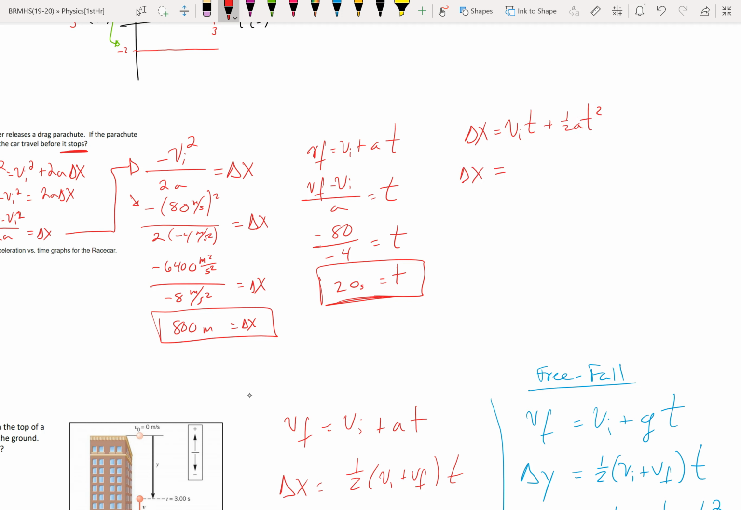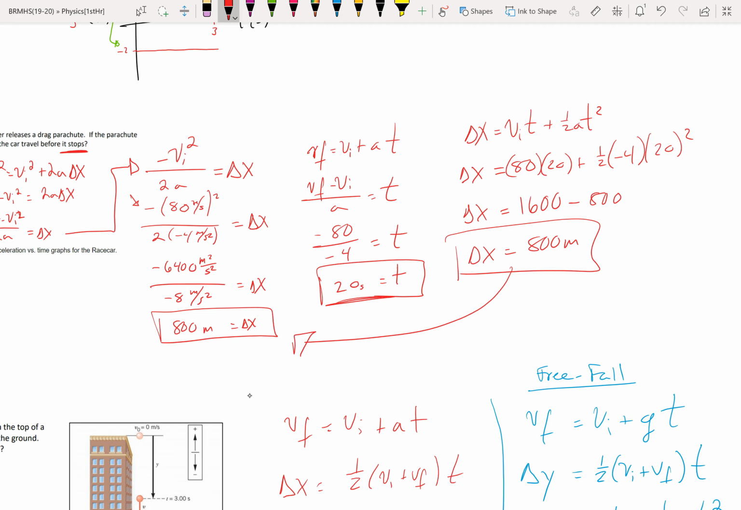So delta x, what we're looking for, initial velocity is the 80, time is 20, plus 1/2 acceleration is the minus 4. Time is 20 squared. So 20 times 80 is, we have 1,600, right? And then these are meters plus 20 squared is 400, divided by 2 is 200, times 4 is 800, so that's 1600, and then that's negative, so it's minus 800. So 1600 minus 800 is 800 meters. All right, so that agrees with what I did over there.